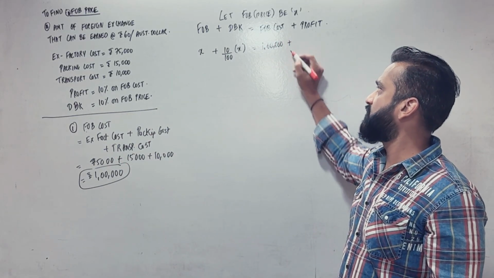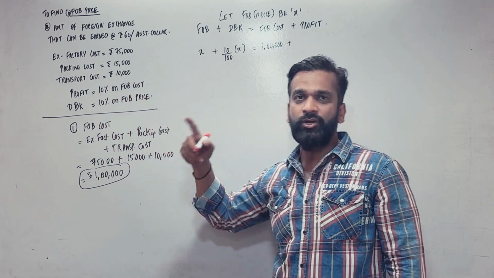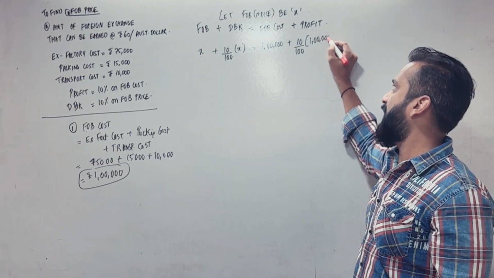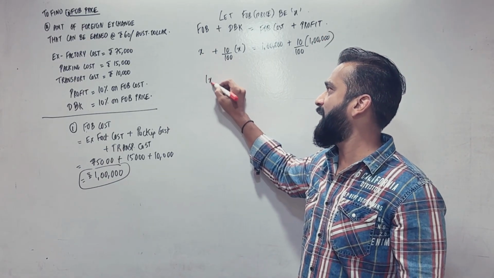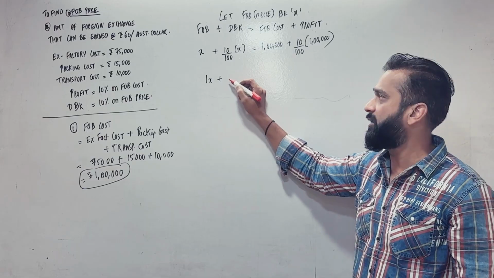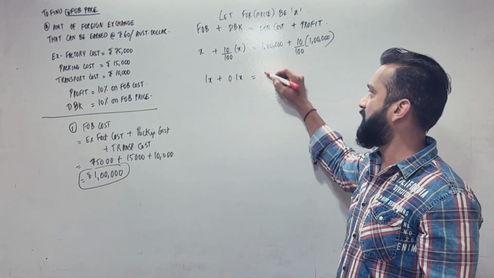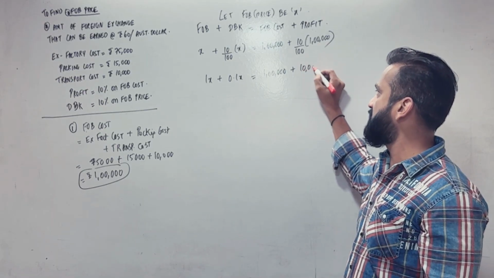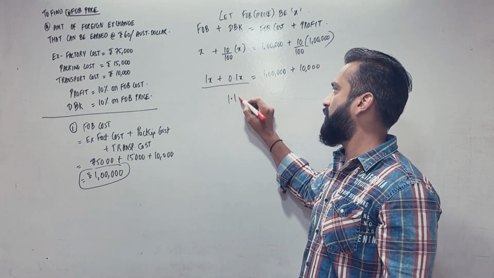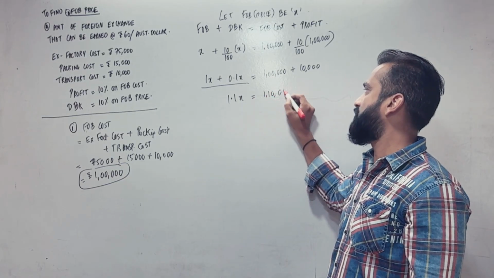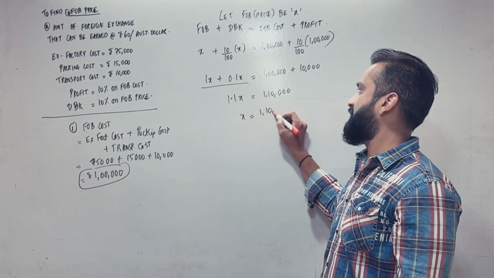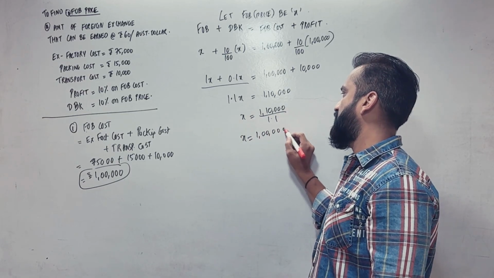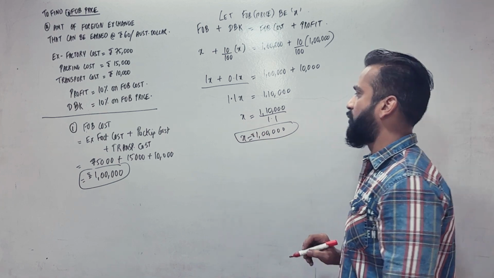1 lakh plus, what is the profit? Profit is 10% on FOB cost. So it is 10% of FOB cost, that is 1 lakh. So I will write 1x plus 10 upon 100, you do on calculator, you will get 0.1x. Here it is 1 lakh plus 10% of 1 lakh is 10,000. Is this clear? So you will add it, you will get 1.1x, you will get 1 lakh 10,000. So x is equal to 1 lakh 10,000 divided by 1.1.